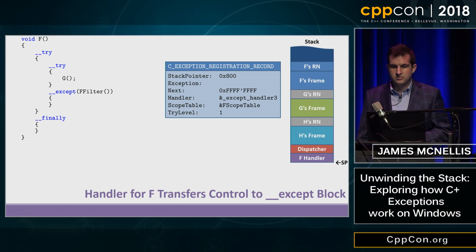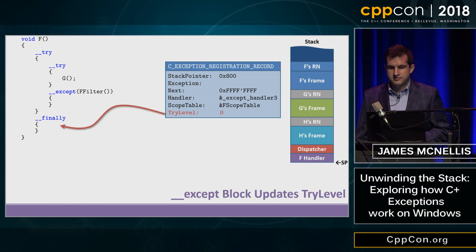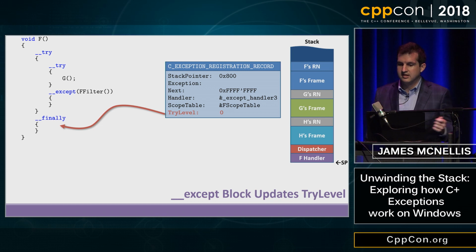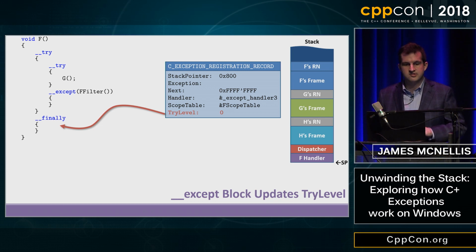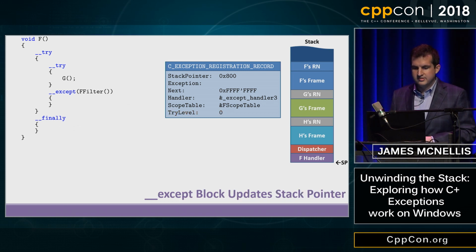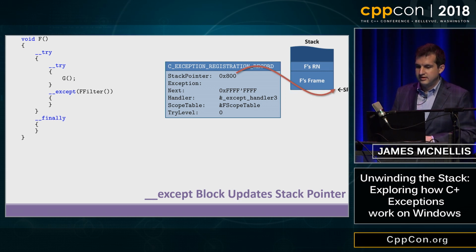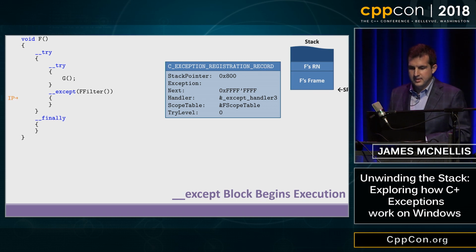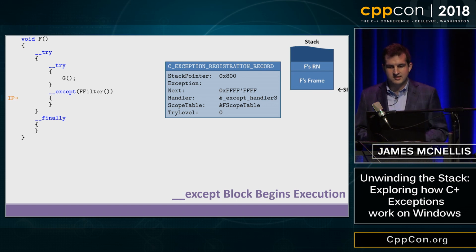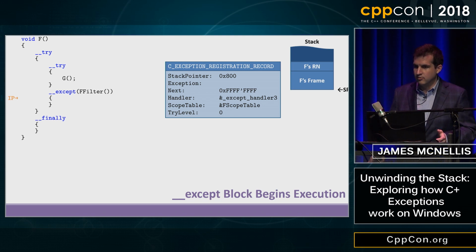So the accept block will do several things. First, it will update the try level to the enclosing scope, because we're no longer inside of the inner try, so execution is no longer guarded by that accept filter. Next, it will update the stack pointer to the value that it had before G was called. This reclaims all the stack space that was used by nested frames. And last but not least, it then begins execution again inside of the accept block. So that is end-to-end how structured exception handling and stack unwinding works.